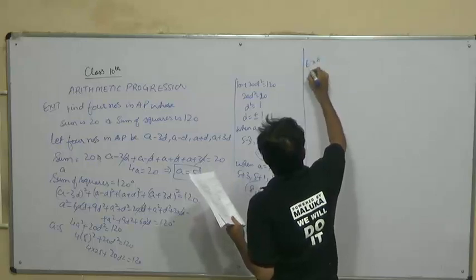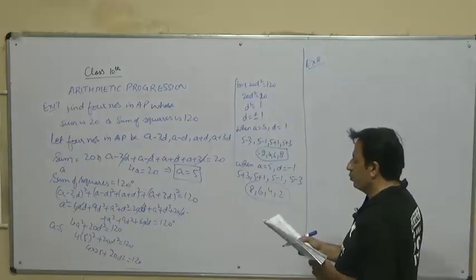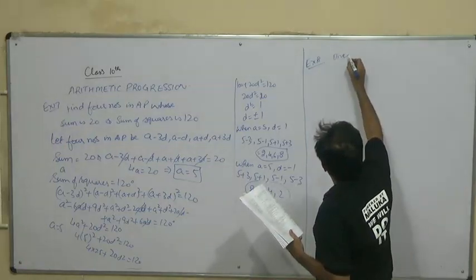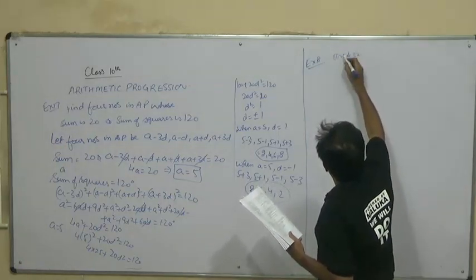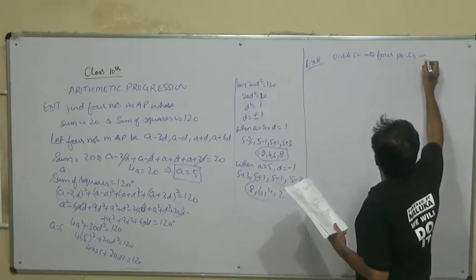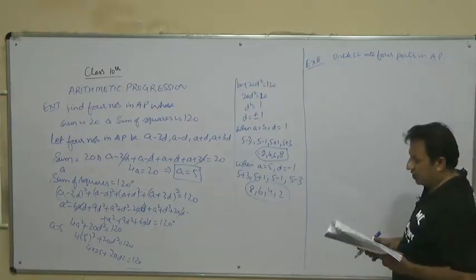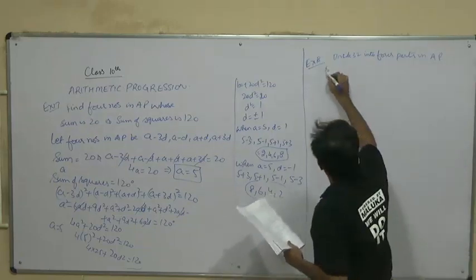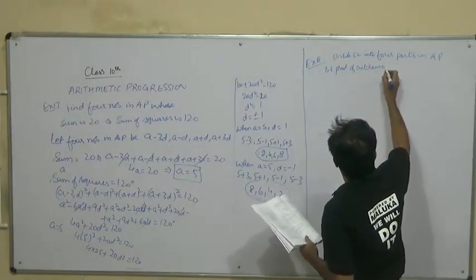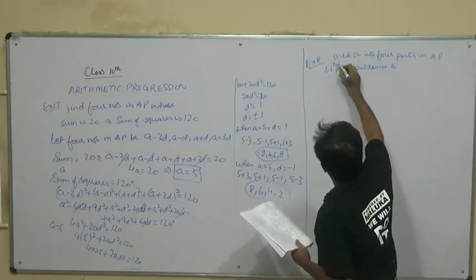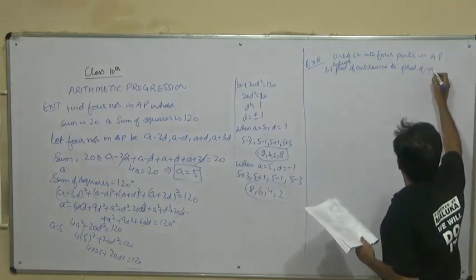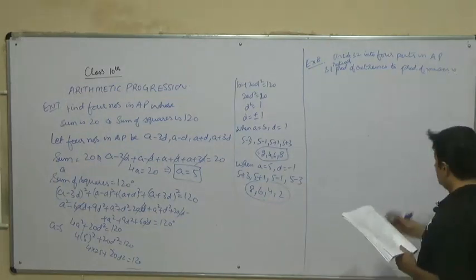Example 18th. Divide 32 into 4 parts which are in AP, such that the ratio of product of extremes to product of means is 7:15.